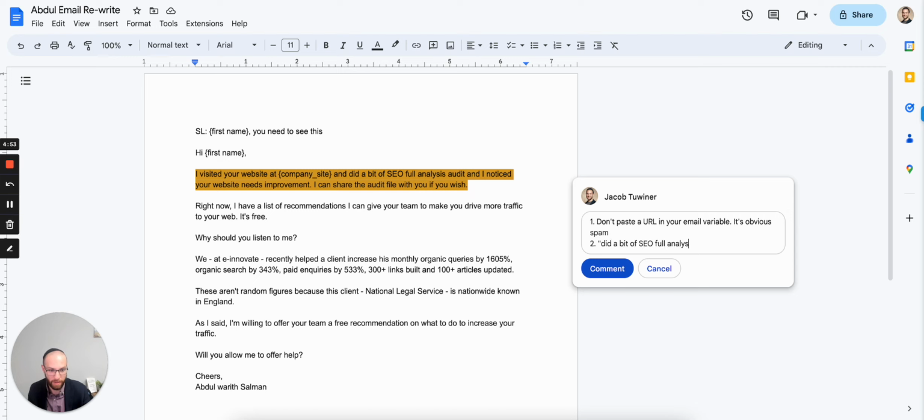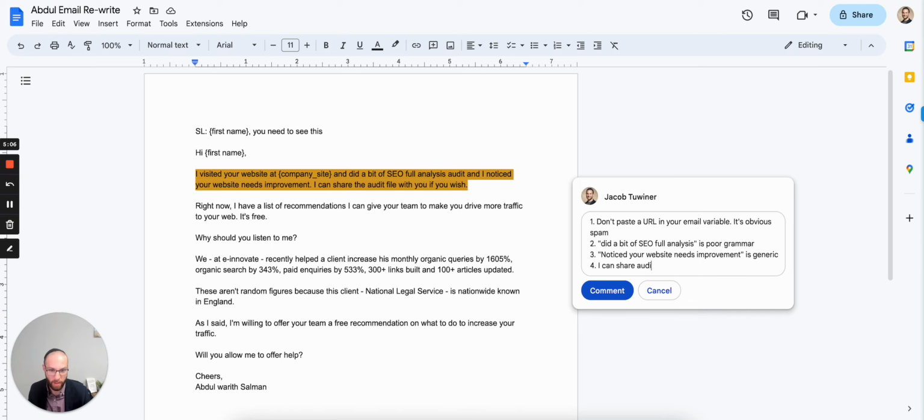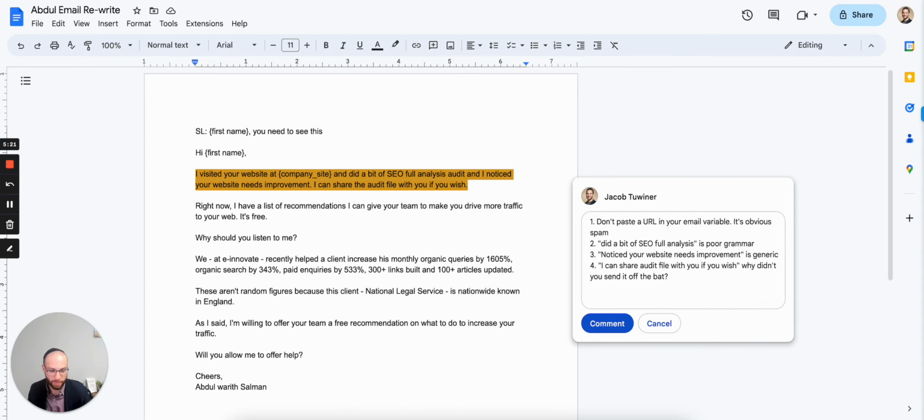2, "did a bit of SEO full analysis" is poor grammar. 3, "noticed your website needs improvement" is generic. And 4, "I can share audit file with you if you wish." This one, why didn't you send it off the bat? So that's what's wrong with this opening line. Kills credibility.